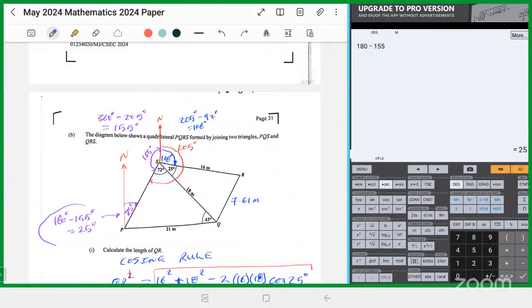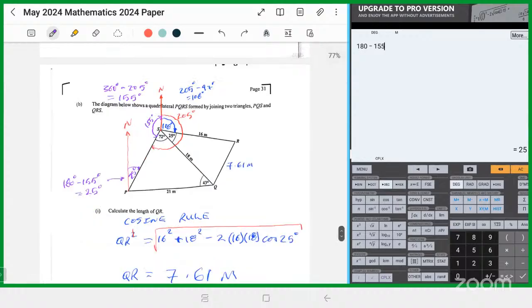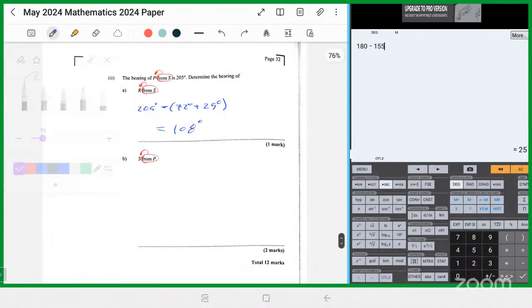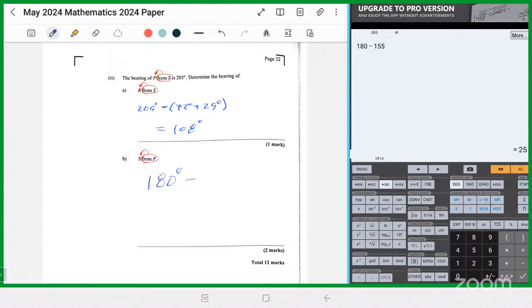Right? So I'm going to say the bearing angle that I want becomes 180 degrees minus 155 degrees, which is 25 degrees. But because it's a bearing I want, you have to put the 0 in front of it. You have to put the 0 in front of it, because bearings must be written with 3 digits. And that's the answer right there.